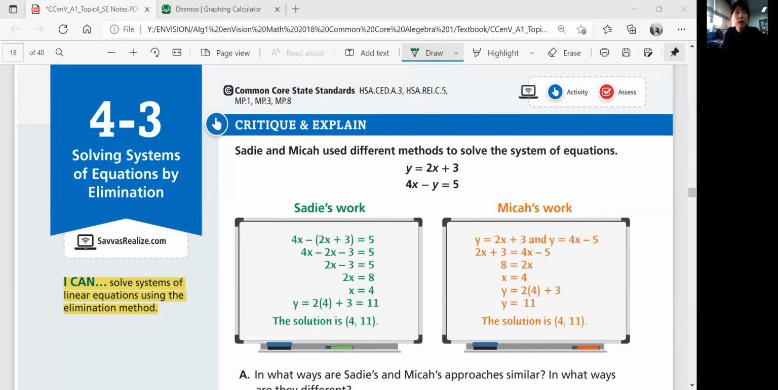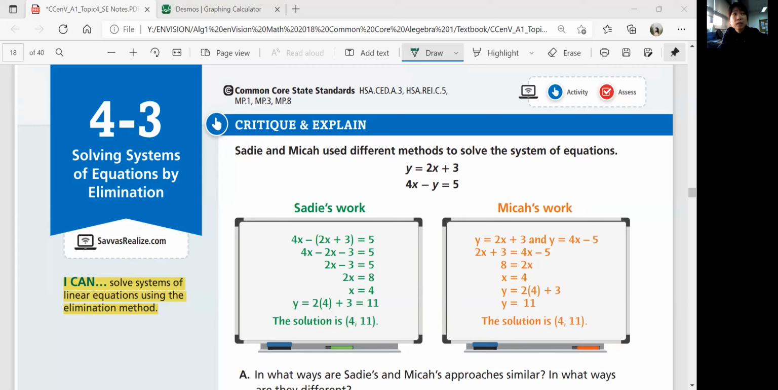Hi, this is Algebra 1, Lesson 4-3, Solving Systems of Equations by Elimination. So far in Lesson 1, we learned how to solve equations by graphing. And in Lesson 2, we learned how to solve equations by substitution. In Lesson 3, we're going to solve systems of equations by elimination.